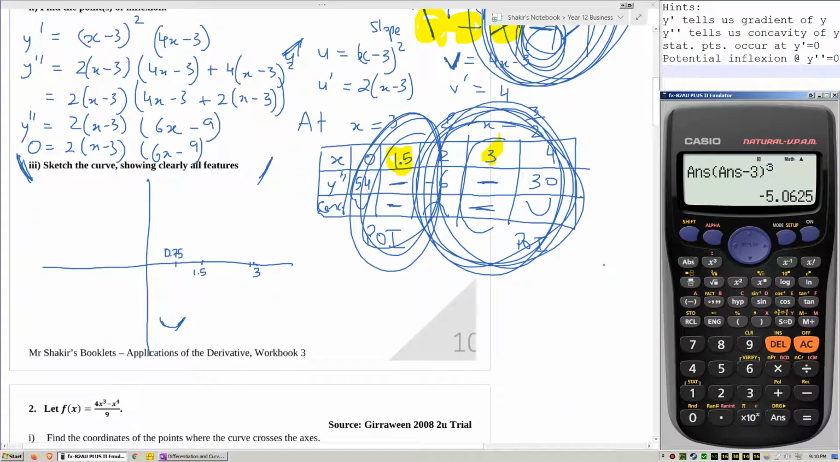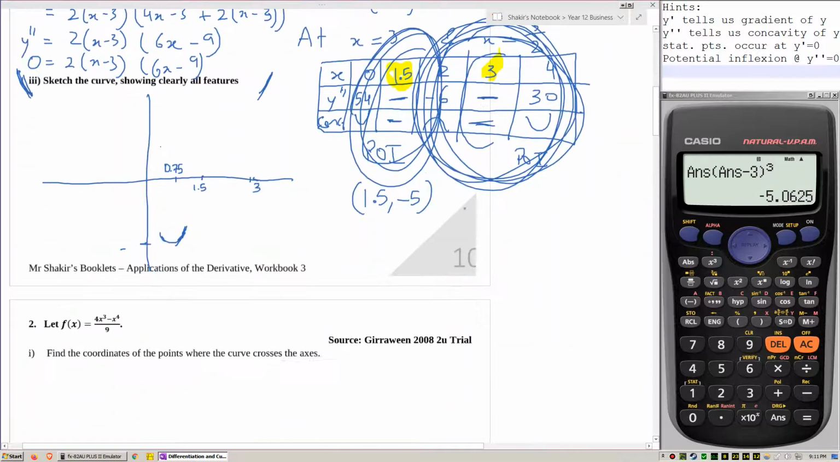-5. So point of inflection, that's at 1.5, comma, -5, roughly speaking. Okay, so notice how to the left of 1.5 it's concave up, but to the right of 1.5 it's concave down, and so it's going to change at -5. Remember that was -9. Was it -8.5? I think, yeah, -8.5.